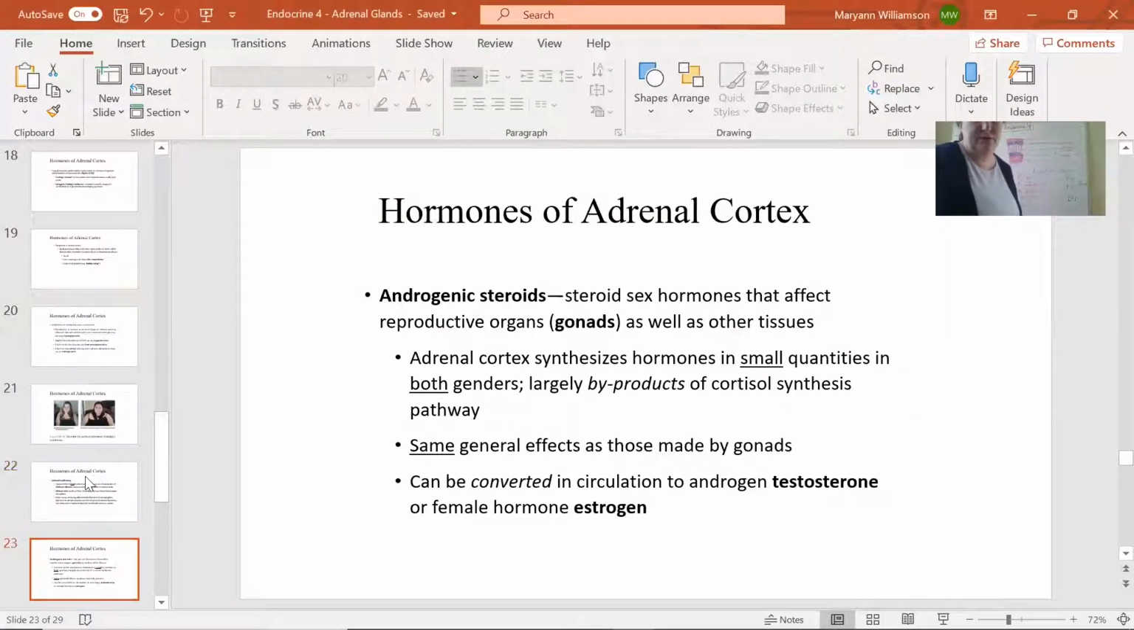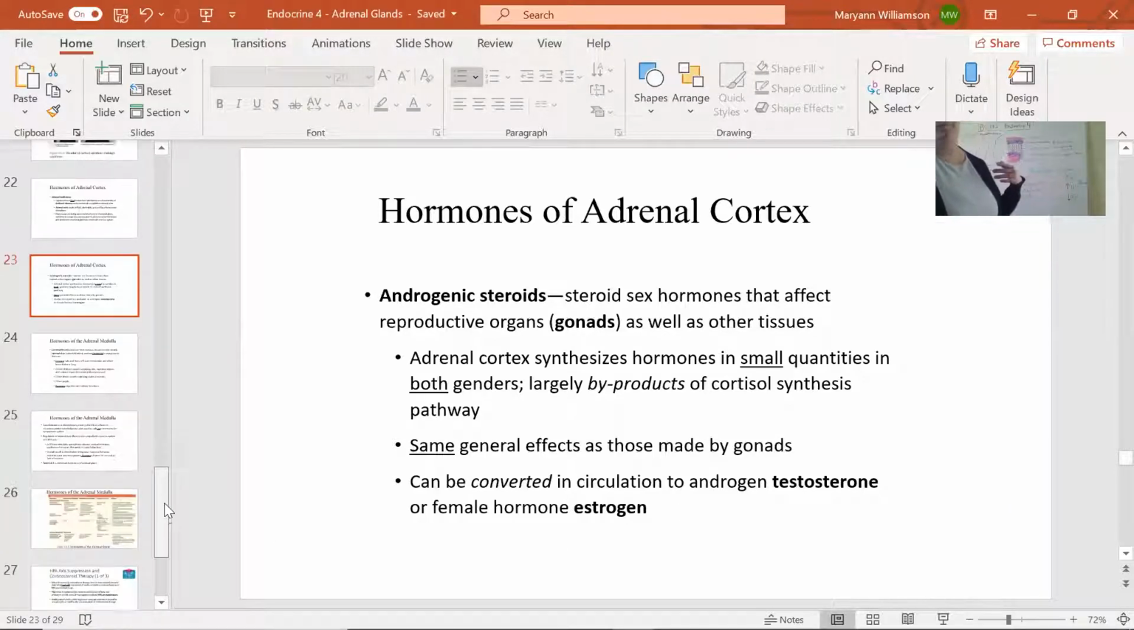All right. Androgenic steroids. So these are sex steroids that affect the reproductive organs, the gonads, and also other tissues. The adrenal cortex is going to synthesize just a little bit of them, but they're mostly produced as byproducts. So we're really going to talk about estrogen and testosterone as being with the FSH and LH.